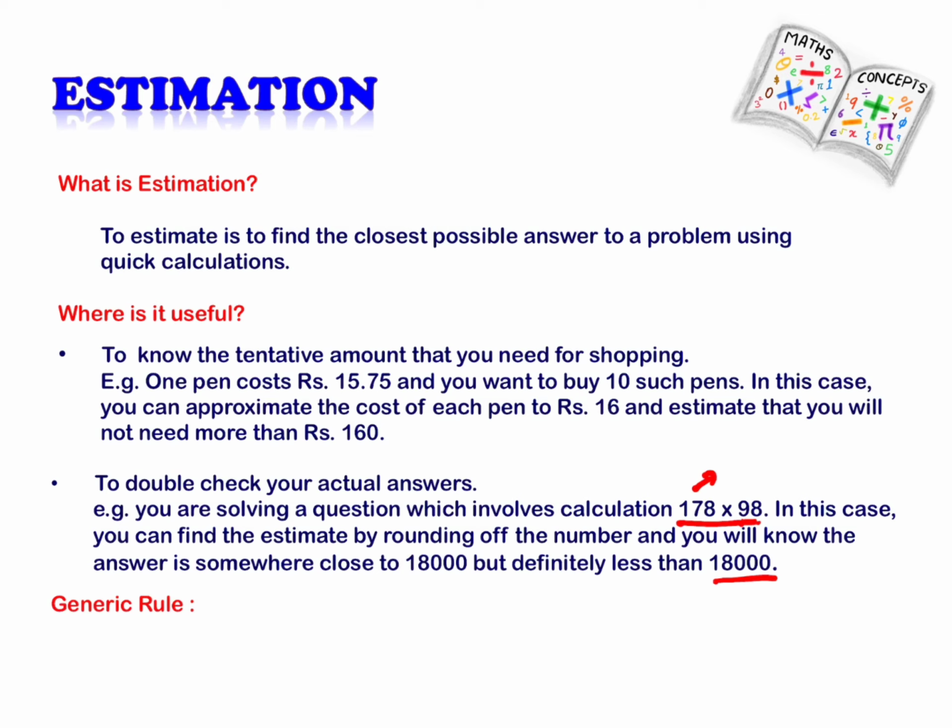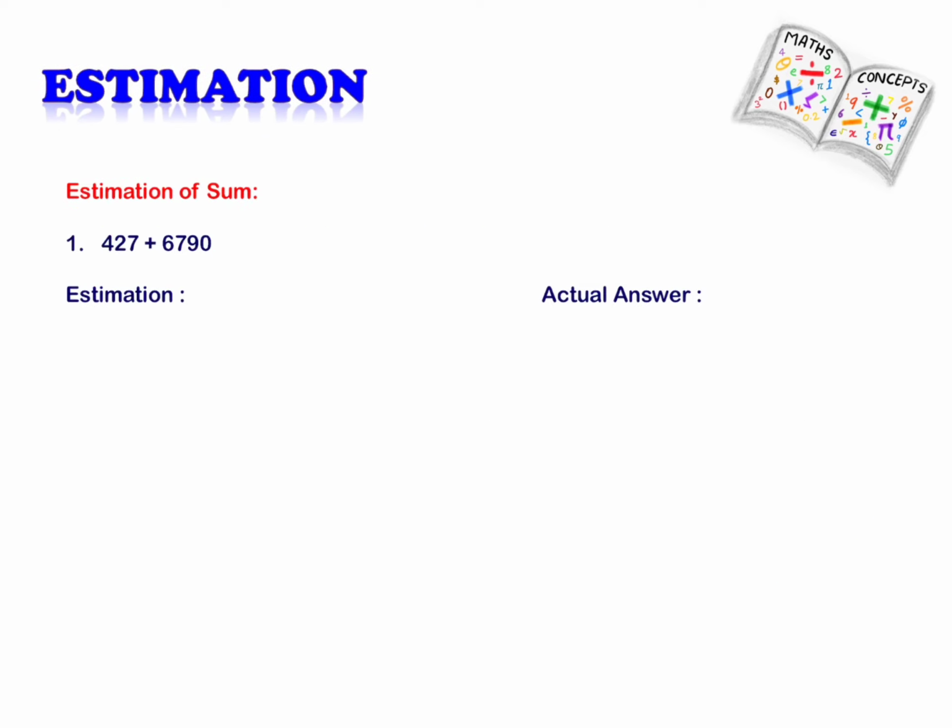And there is one generic rule for estimation. What is the generic rule? Round off the numbers to its greatest place. Okay, whatever numbers that are involved in the calculation, round off those numbers to its greatest place. But remember, it is not necessary that you should use generic rule all the time. You have to take the call depending upon the situation or depending upon what you want to calculate. We will go to that also. I'll give you one example where you don't have to use the generic rule always.